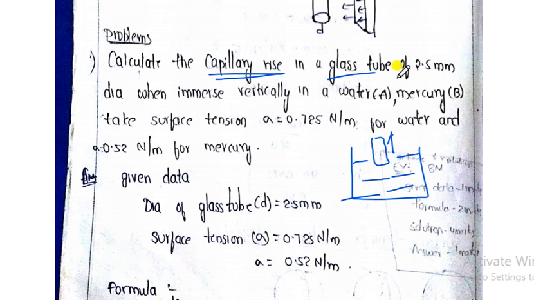So calculate the capillary rise in a glass tube of 2.5 mm diameter when it is immersed vertically in water. There are two fluids, water and mercury. Suppose one bucket has water and another has mercury, and a glass tube of 2.5 mm diameter is inserted into both.